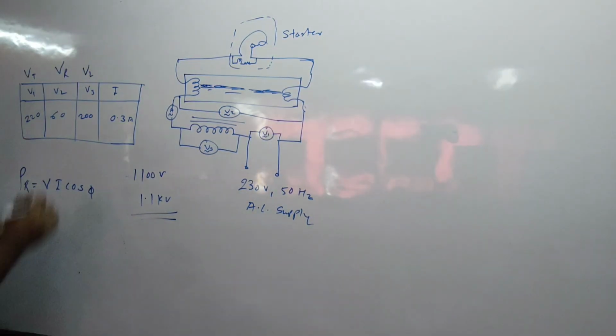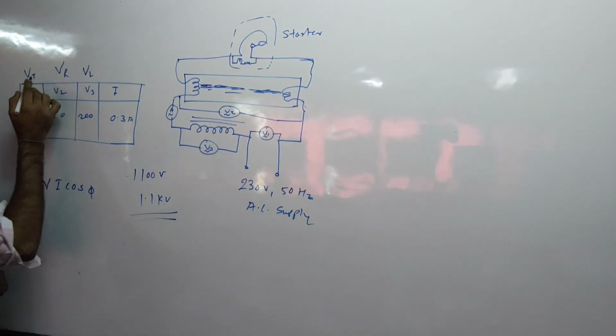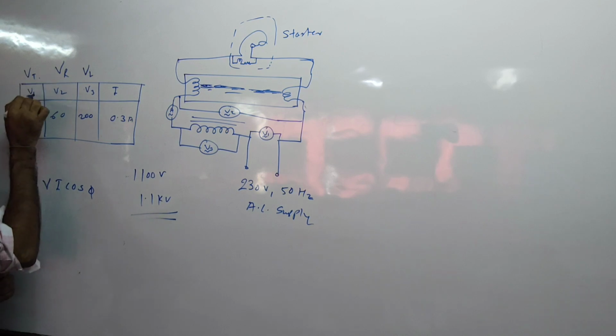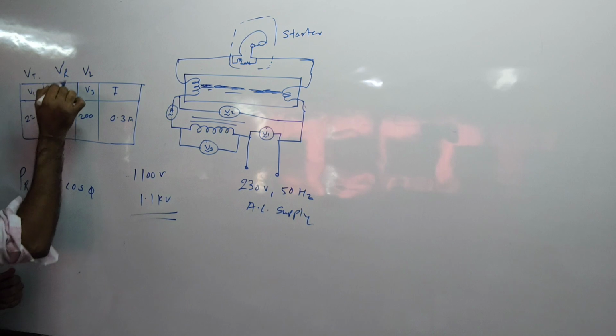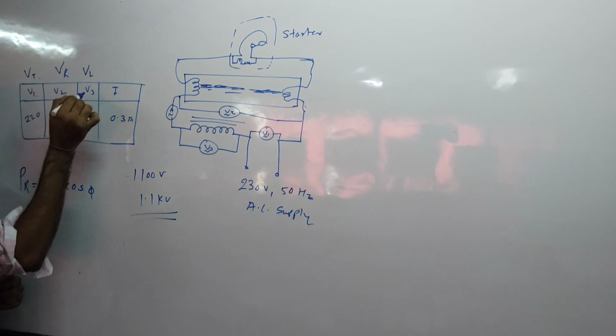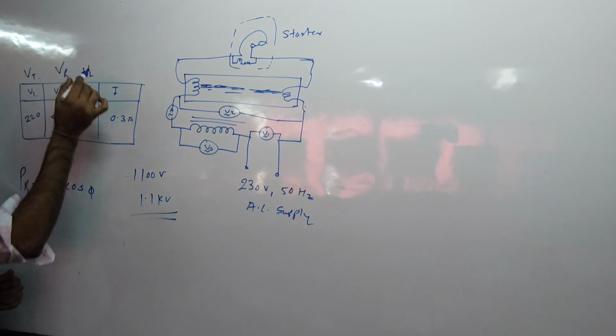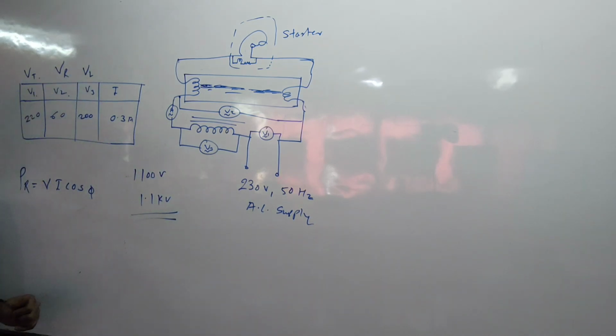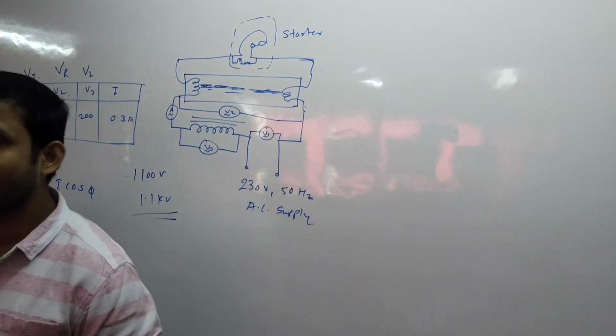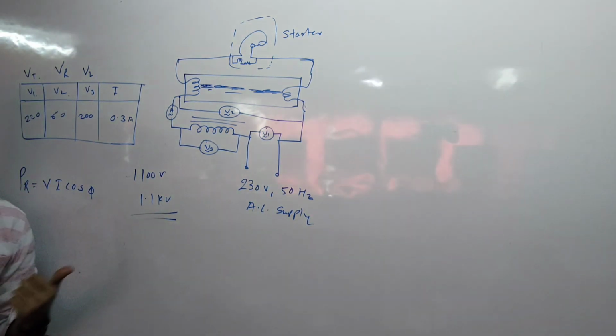Okay, so here we have taken the value of voltage across the supply, which is the total voltage V1, and the voltage across the tube light, which is the resistive load. That's why we are taking it as VR, V2. And V3 is the voltage across the choke coil, which is nothing but the inductive circuit, so I am putting V3 as VL.